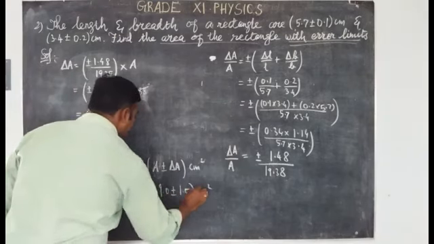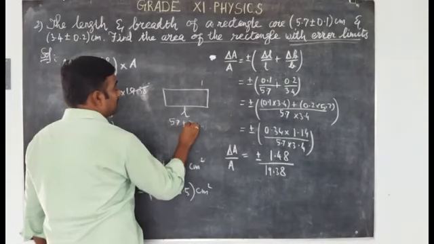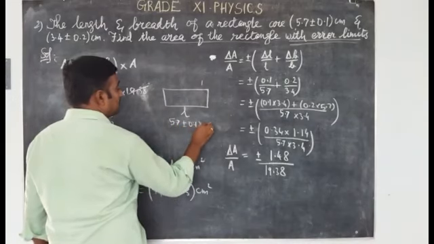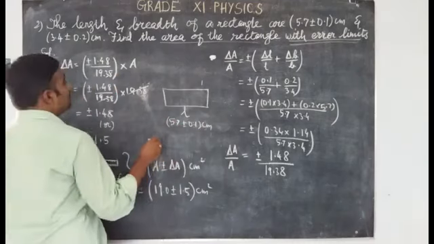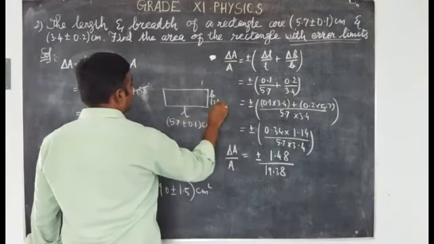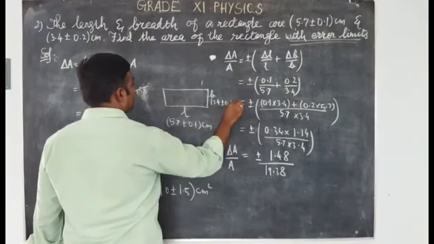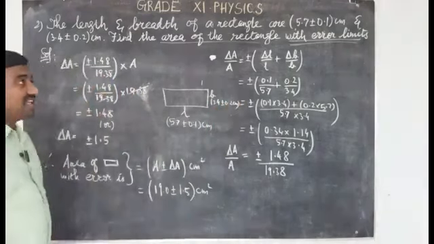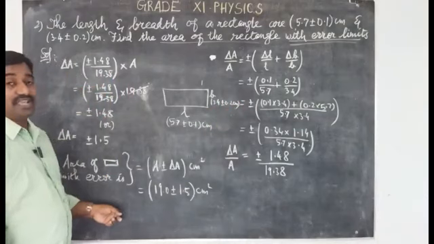I repeat the question once again. Listen. There is a rectangle given to you. The length of the rectangle is 5.7 centimeter plus or minus 0.1 centimeter. This is the length, and the breadth is 3.4 centimeter plus or minus 0.2 centimeter. We need to calculate the area of the rectangle with the error limit.